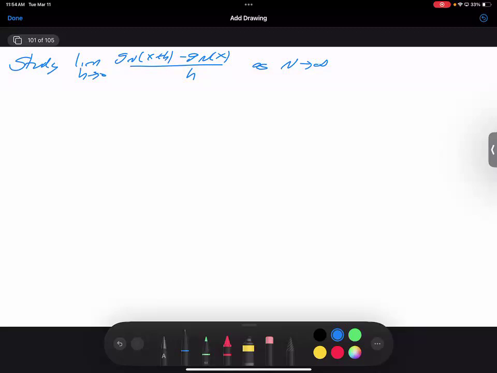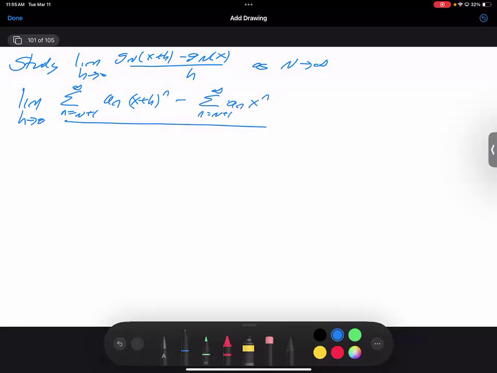So I want to look at the limit as h goes to 0 of the sum from n plus 1 to infinity of an times x plus h to the n, minus the sum from n plus 1 to infinity of an x to the n, all over h. Is this the same as the limit as h goes to 0 of the sum from n plus 1 to infinity of an times x plus h to the n minus x to the n, over h? Can I do that?